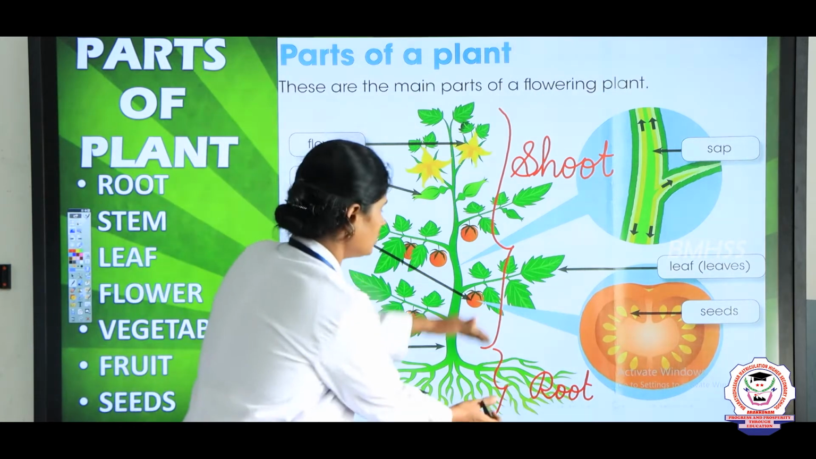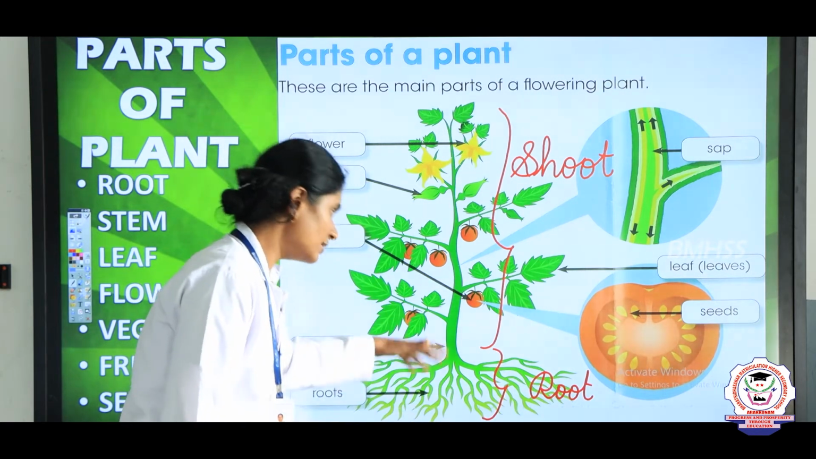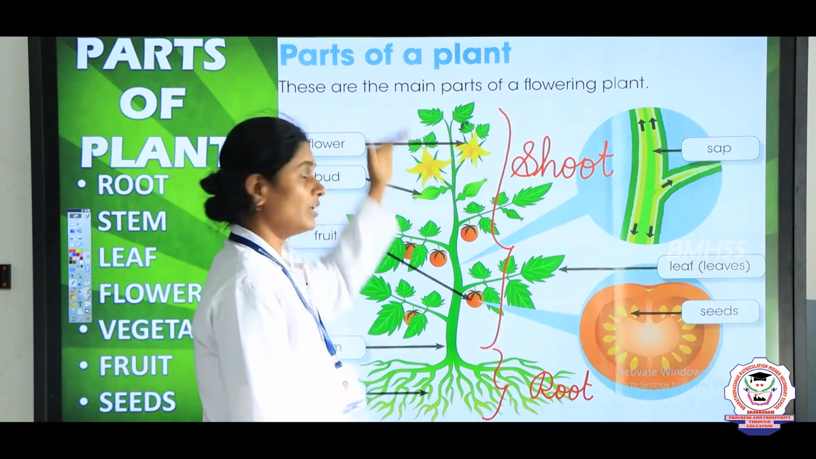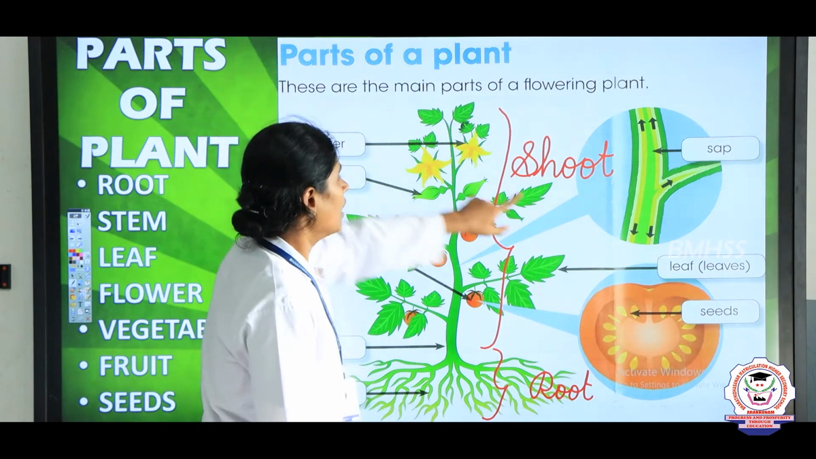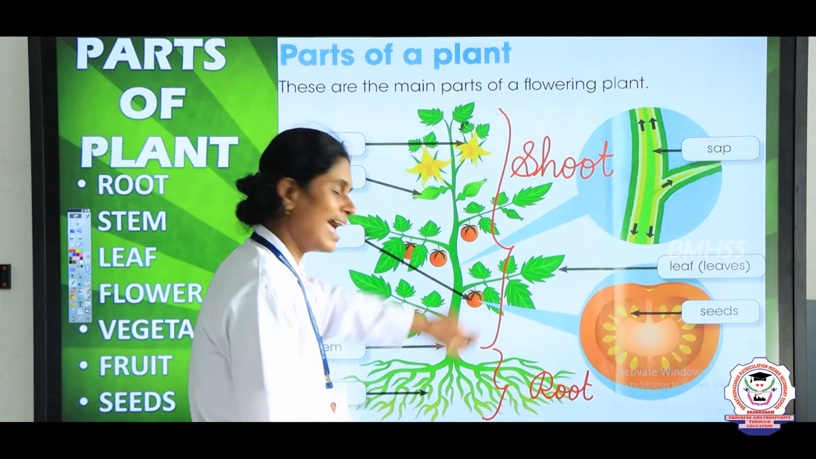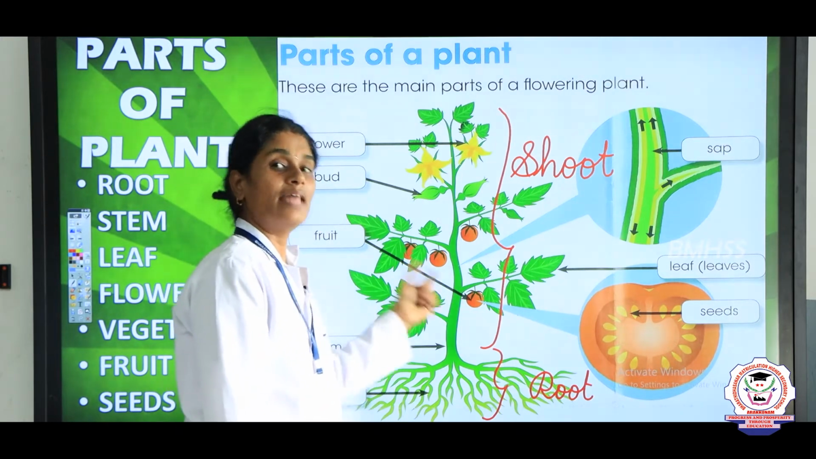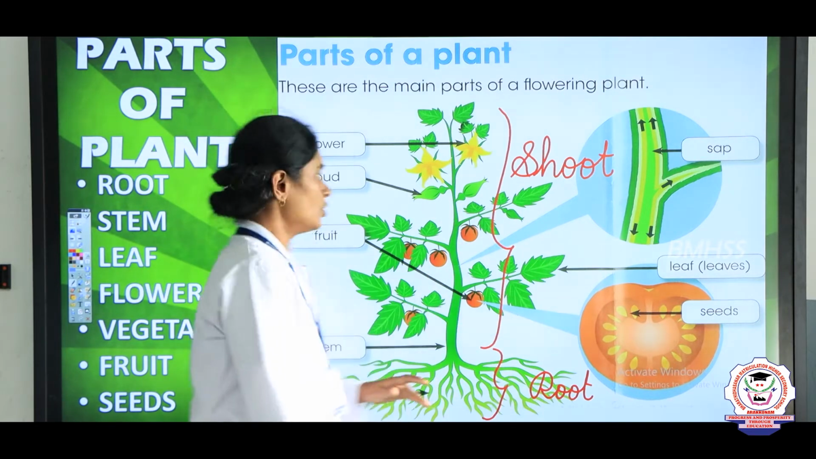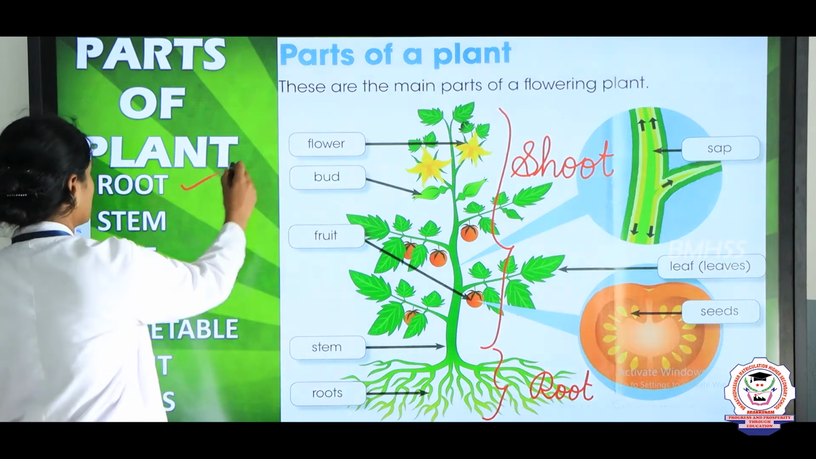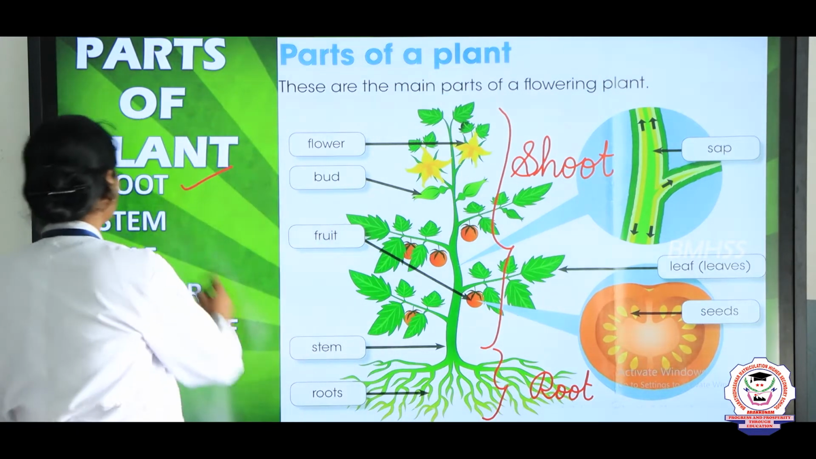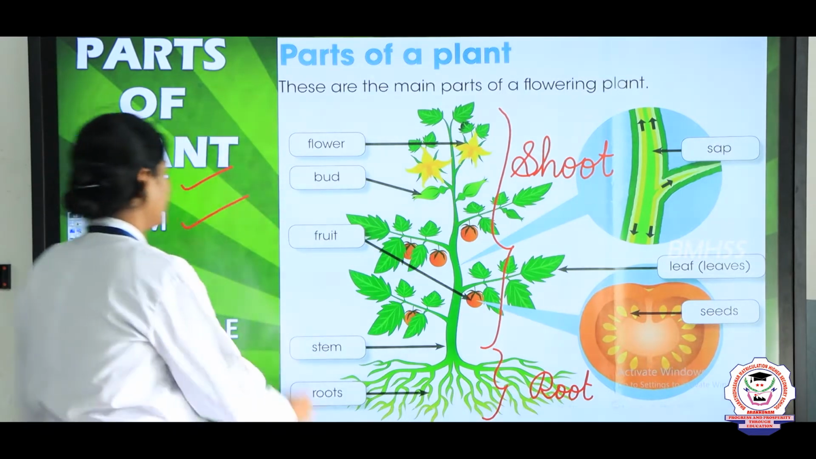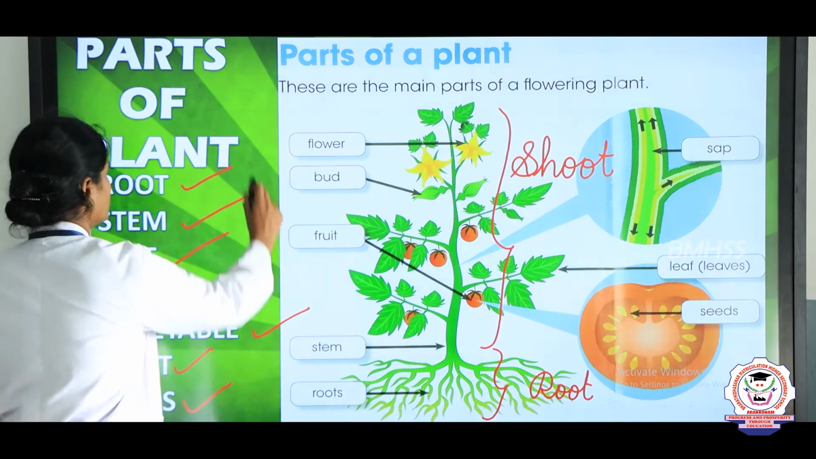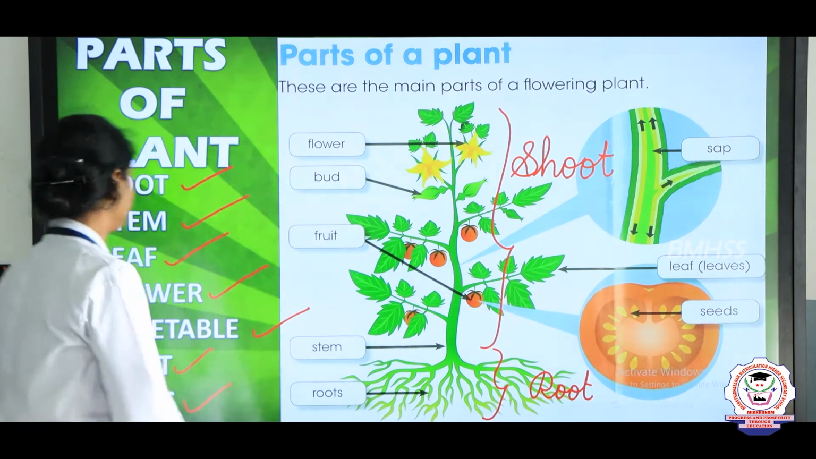In the root system we can see the roots, which go beneath the soil. In the shoot system we are going to see the stem, leaf, flower, vegetable and fruit, and of course there will be seeds inside the fruits. These all come under the shoot. Root is under the plant, and the stem, leaf, flower, vegetable, fruit and seeds are the shoot. So, these are all the parts of a plant.